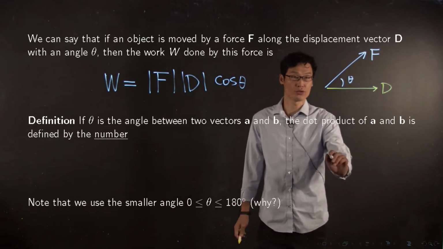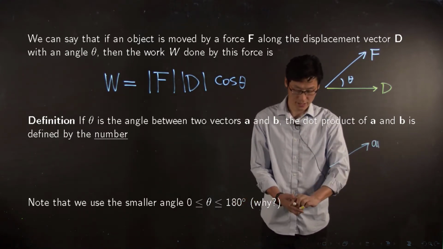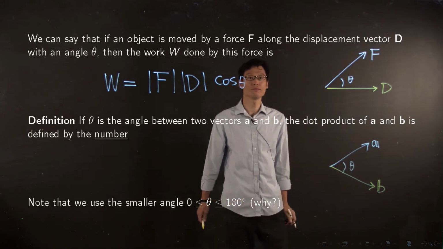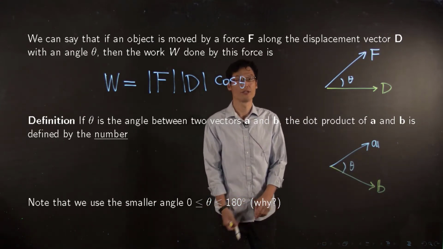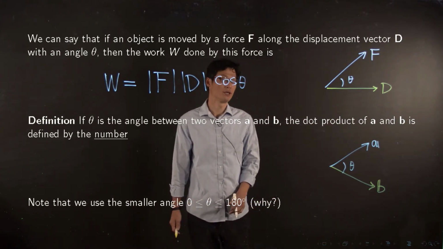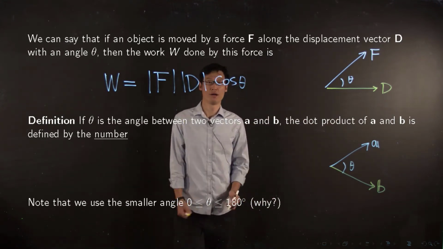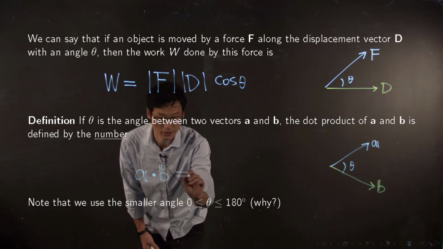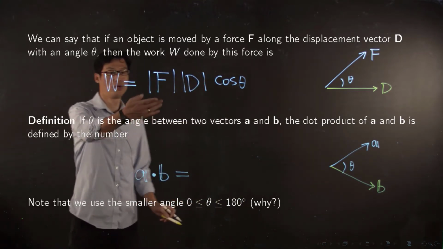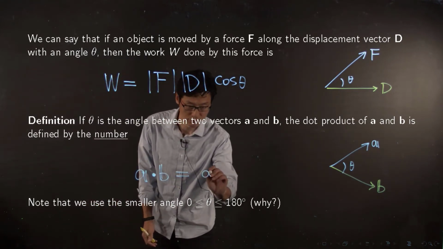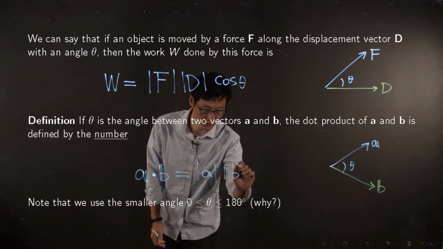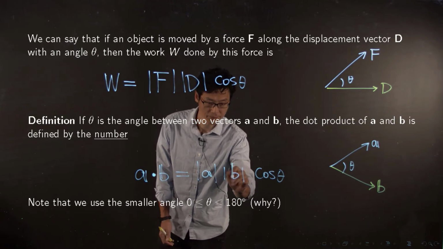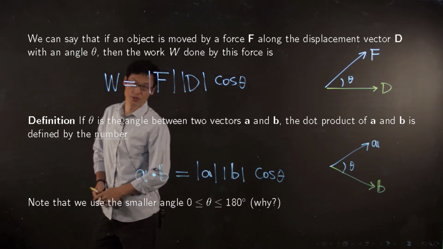So suppose you have two vectors like this, vector A and vector B, with angle theta between them. Then the dot product of those two vectors A and B is a certain scalar or number. So the notation is A dot B, and then we are going to use this expression. So magnitude of one vector and magnitude of the other vector, and then cosine theta. That's it. That is the definition of the dot product.